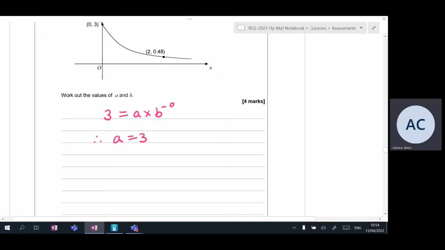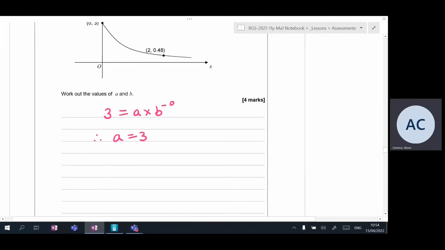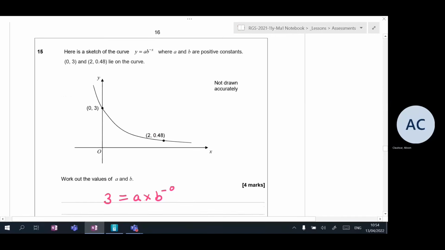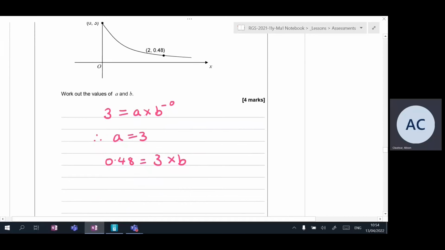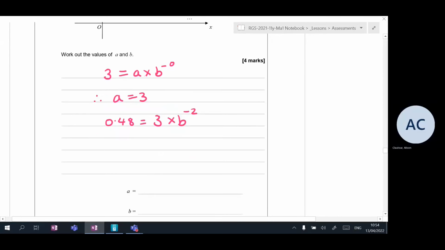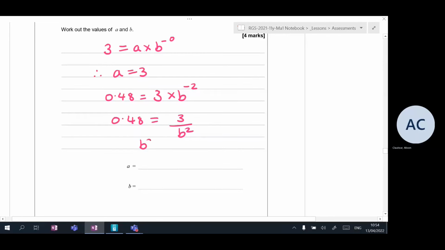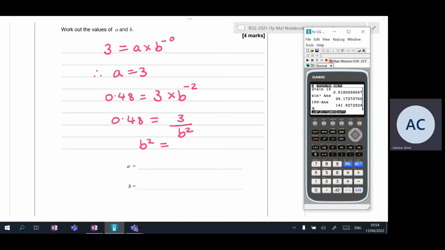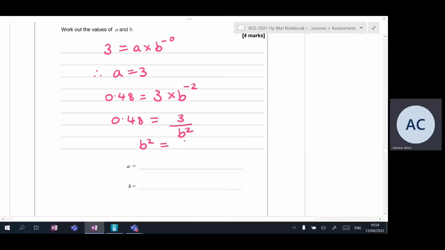Okay, if we do the same for the next one, so 0.48 is your y value for this one. We've just worked out A is 3, and that is when x is 2, so b to the minus 2. If we think about negative powers, it's the same as the reciprocal of b squared. So I'm just going to rearrange by cross multiplying. So 3 divided by 0.48 is 6.25.